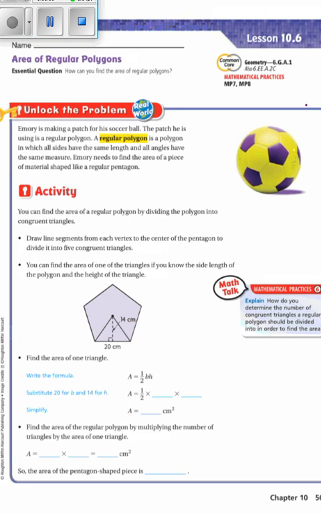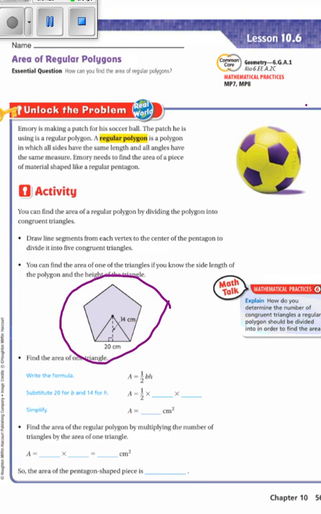Activity. You can find the area of a regular polygon by dividing the polygon into congruent triangles. Draw line segments from each vertex to the center of the pentagon to divide it into 5 congruent triangles. You can find the area of one of the triangles if you know the side length of the polygon and the height of the triangle. Find the area of one triangle. If you look at this picture here, they have the area of a triangle already figured out for you.